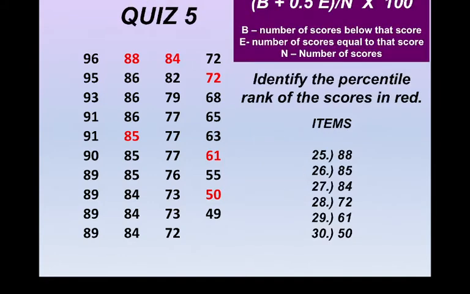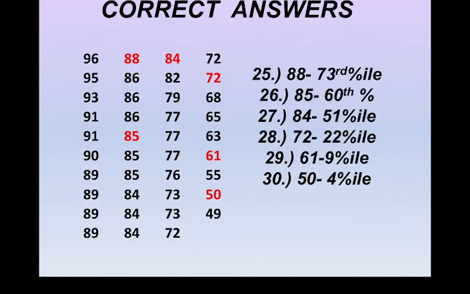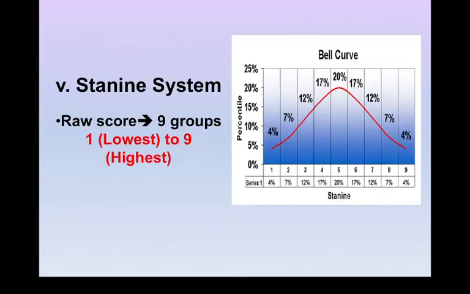Okay, so ignore nyo lang yung quiz 5 tsaka yung mga 25 to 30 na yan. Just compute for the percentile ranks of the scores in red and these are the correct answers. Tignan nyo kung makaka-arrive ba kayo doon sa tamang sagot.